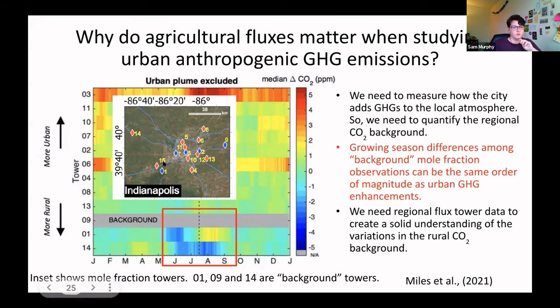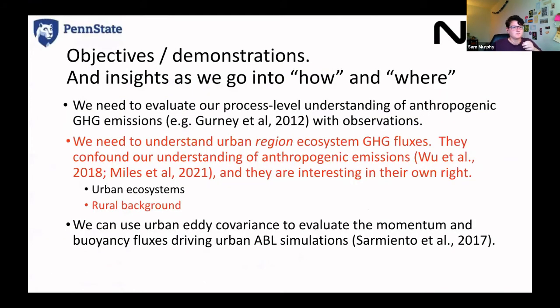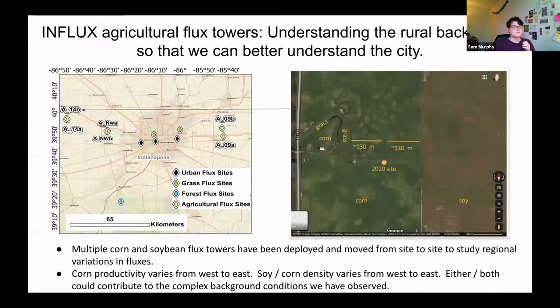Tower 9 is surrounded by agriculture, as is Tower 14, while Tower 1 is surrounded primarily by forest. Miles et al. 2021 suggests that the differences observed between Tower 9 and Tower 1 can be explained by the differences in land cover type surrounding the towers, while the mechanisms behind the differences in observations at the agricultural towers are still being explored. Next slide, please. And so we need to understand this rural background in order to understand the anthropogenic emissions. So let's discuss some ways we can do so.